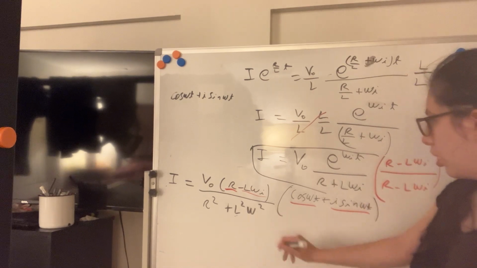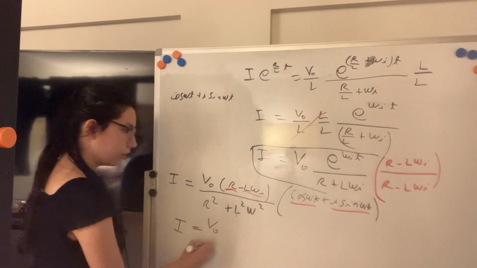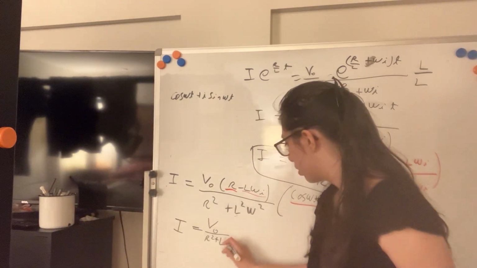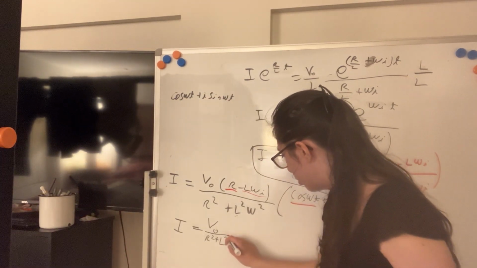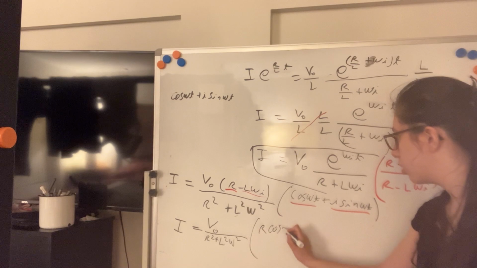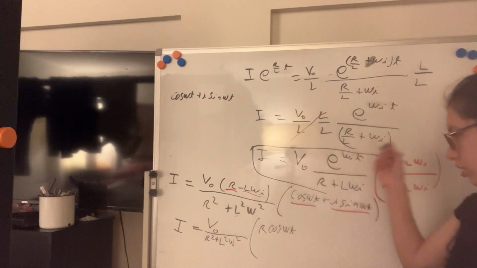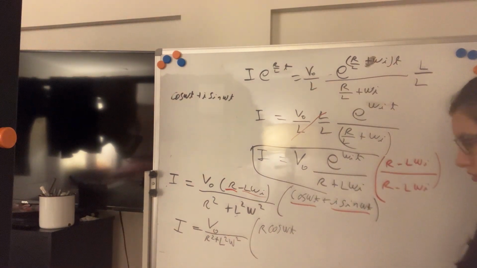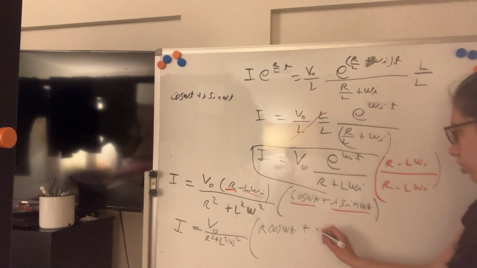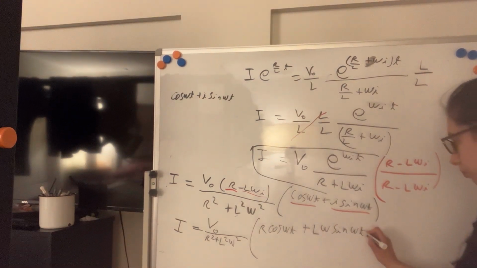Alright, so I have I is equal to B O over R square plus L square omega square times, now I have R cosine omega t. Again, I times I is -1, because I is the square root of -1, times the negative makes it positive, so it is positive L omega sine of omega t.